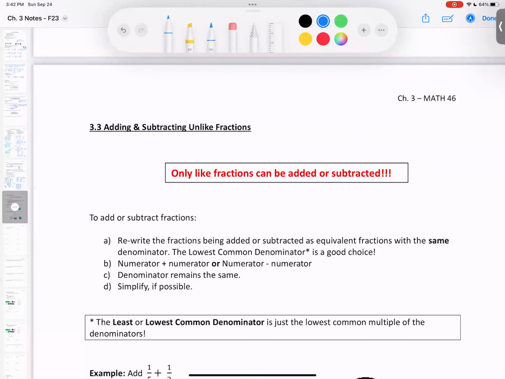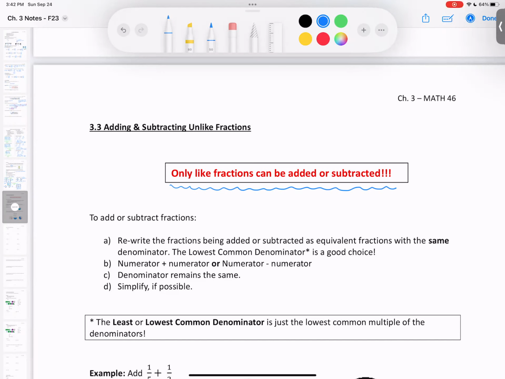All right, section 3.3. Now we get into what I would call the meat and potatoes of the section, the adding and subtracting of unlike fractions. So only like fractions can be added or subtracted. Remember, those are the ones that have the same denominator, like we saw in 3.1. So what do we do if they're unlike, if they have different denominators?